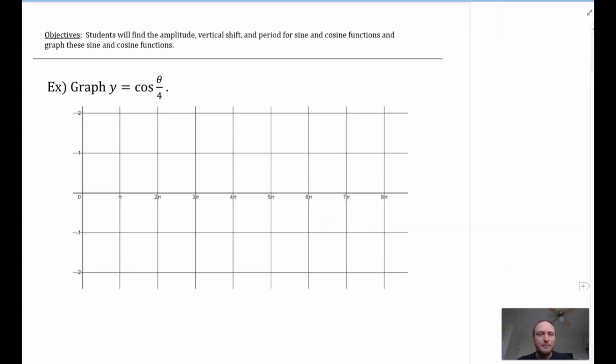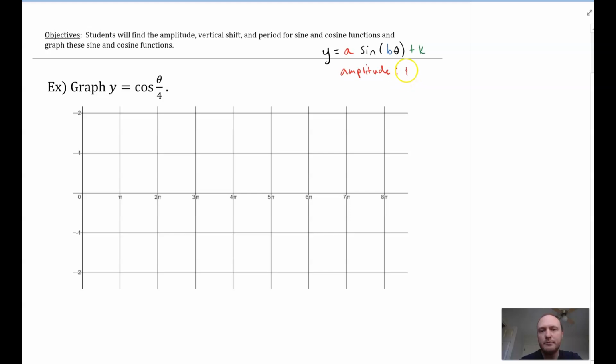All right, so let's go ahead and look at an example. And here's a basic function. Graph y equals cosine of theta divided by 4. Okay, so remember that a function kind of has this form. y is equal to a, and for simplicity's sake, I'll use sine, a sine of b times theta plus k.